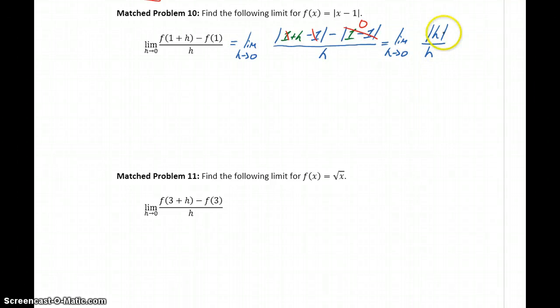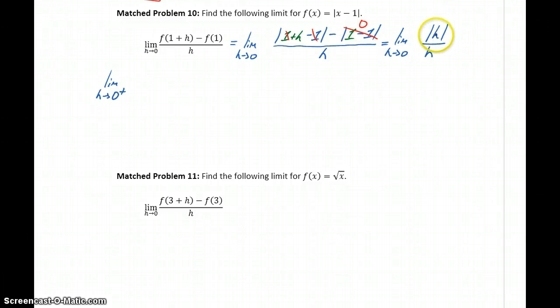So in a simpler example, h over h would just cancel out. We'd be left with 1. But now we're dealing with the absolute value of h. So that value in the numerator is going to change depending on which direction we're approaching from. So we're back to considering left and right-hand limits. So we'll start off by considering the limit as h approaches 0 from the right. So we're starting from positive numbers, working our way down to h.